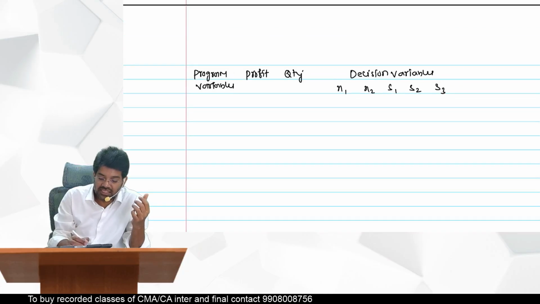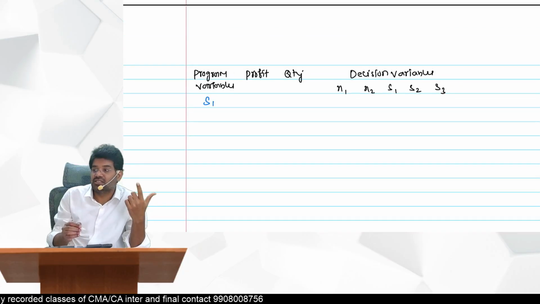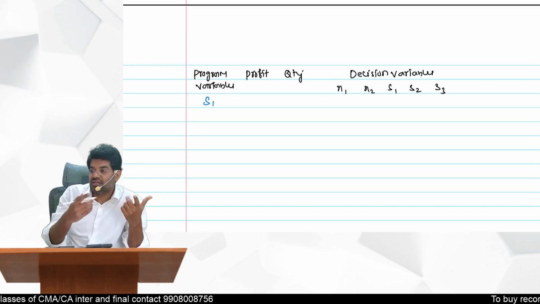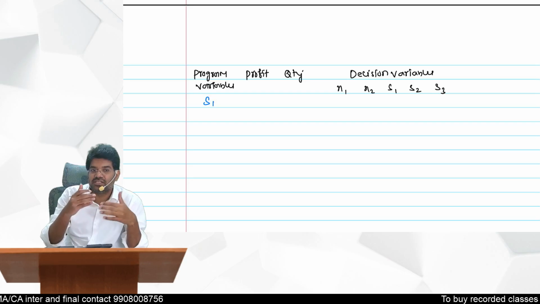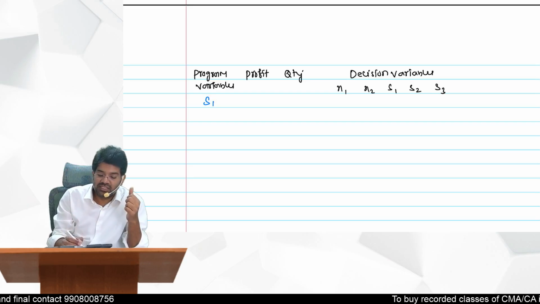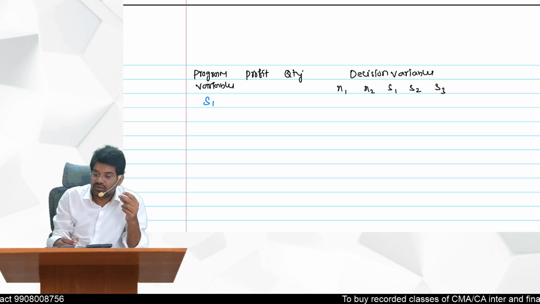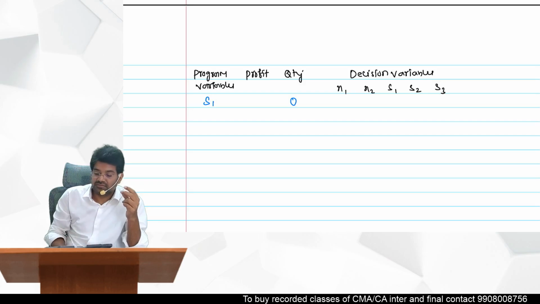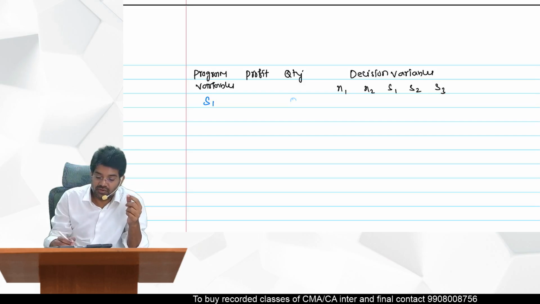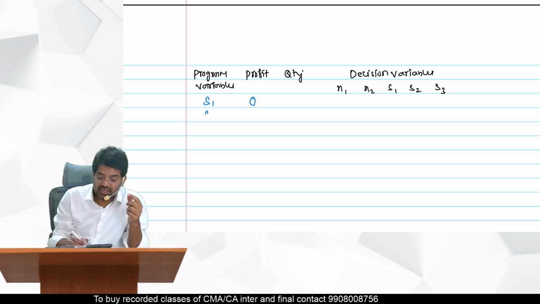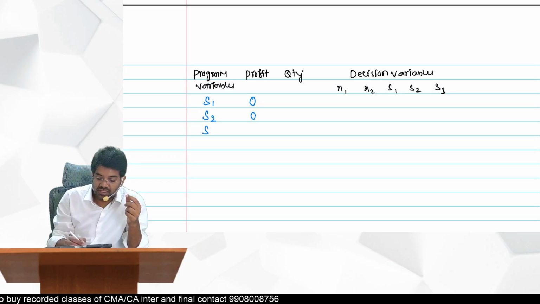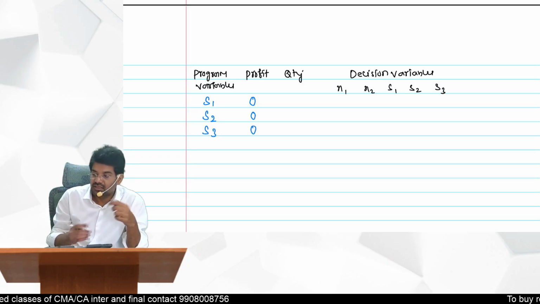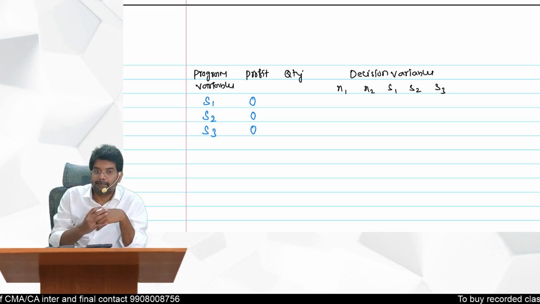So I am introducing s1. If I take x1, x2 as 0 in the first equation, how many equations will we have? 3 equations, 3 rows we will have. s1, what is the answer here? What is the profit you will get? 0 you will get. s2, 0. s3, 0.